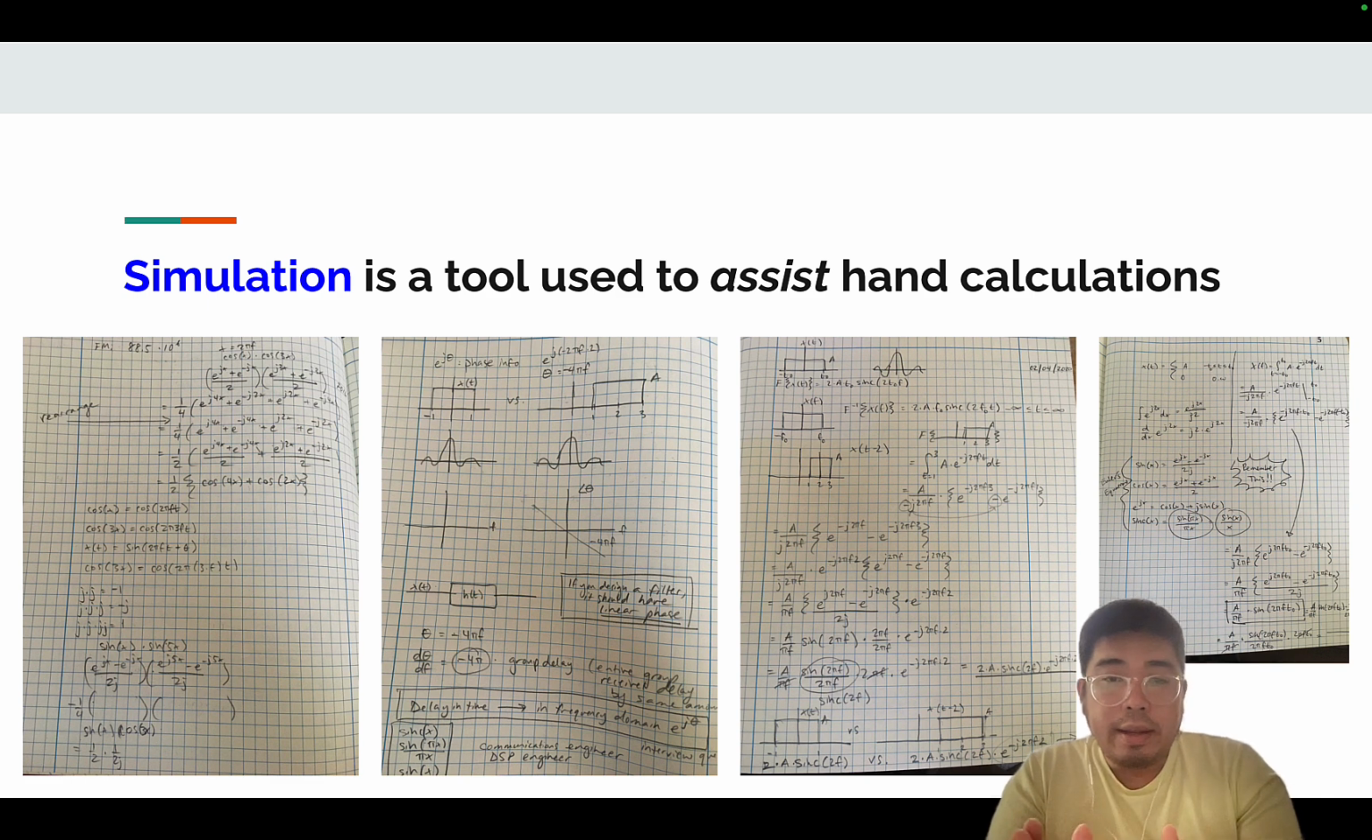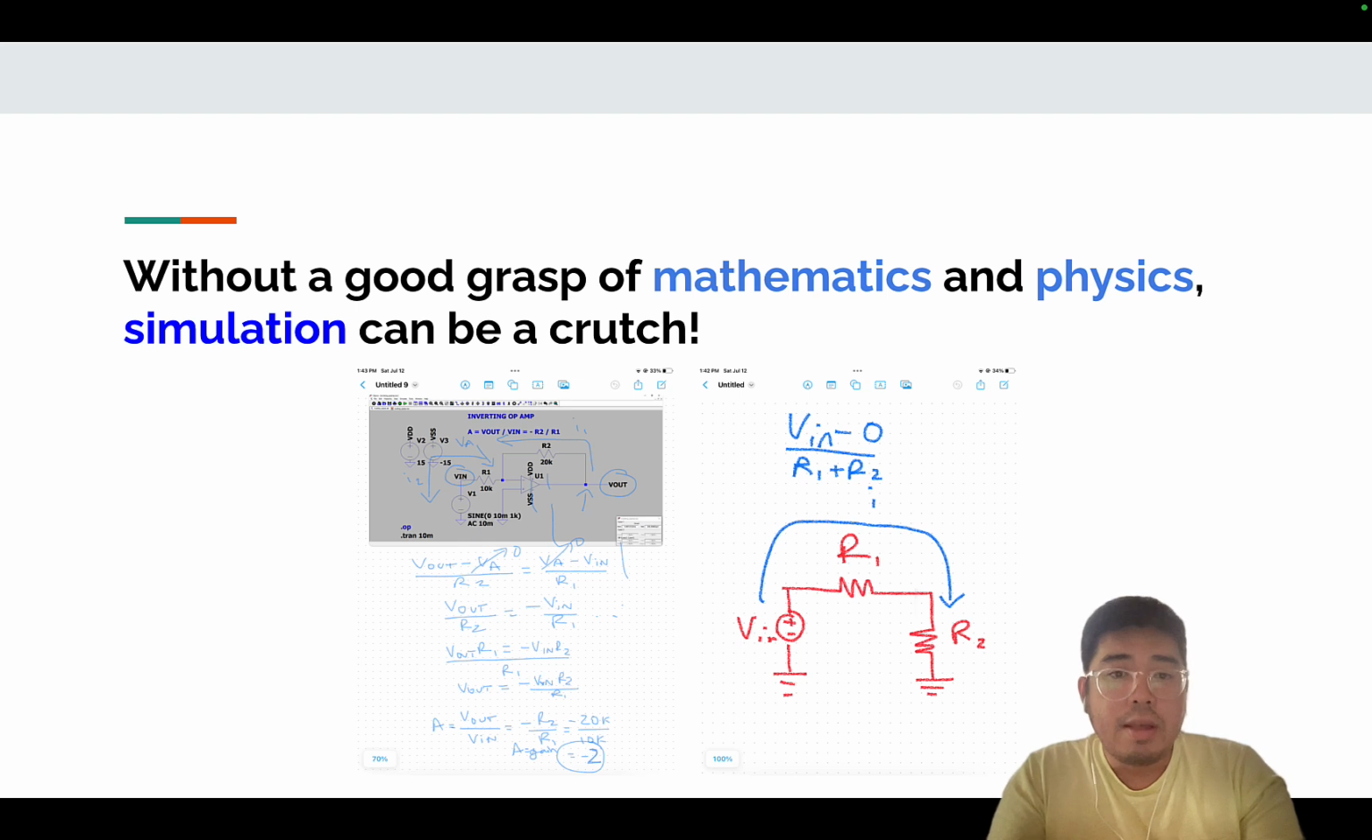I want to reiterate that anytime you encounter electronic circuits, it's always best to start off with hand calculations and then use simulation as a tool to assist in the hand calculations, because simulation, like anything else, can be a crutch for us to determine the solution and to do several types of analyses on these circuits. Without a good grasp of mathematics and physics, simulation can be a crutch.